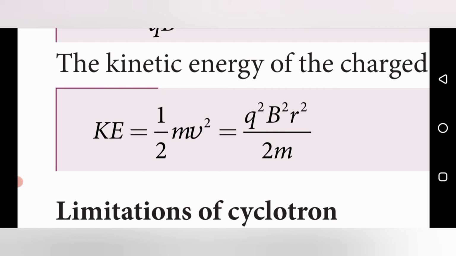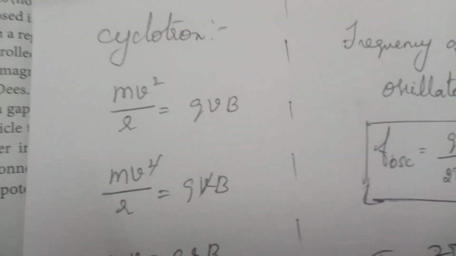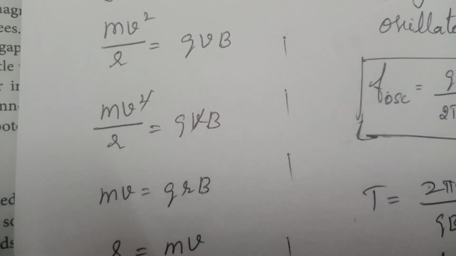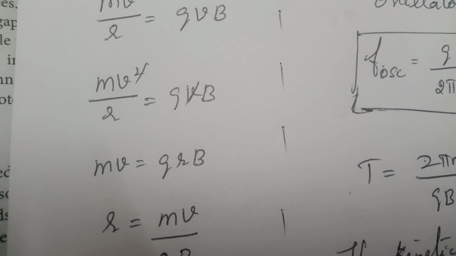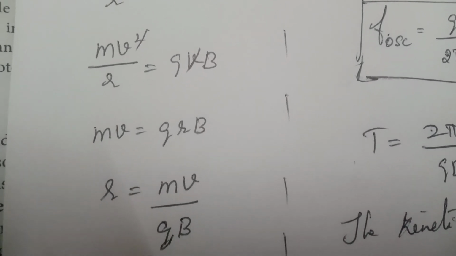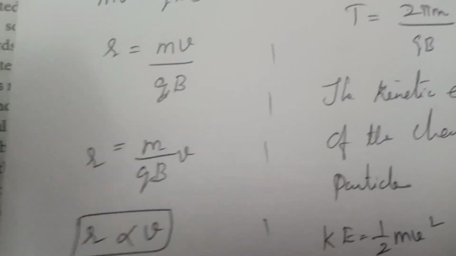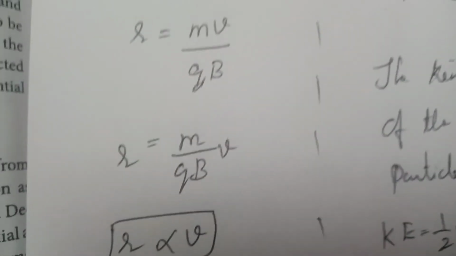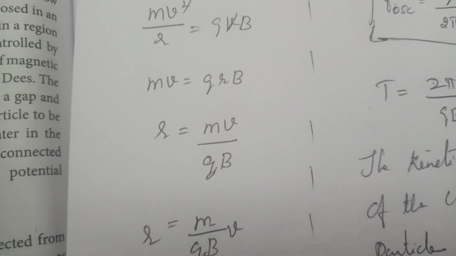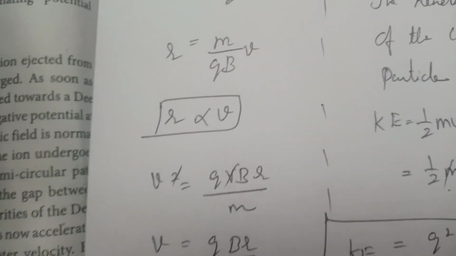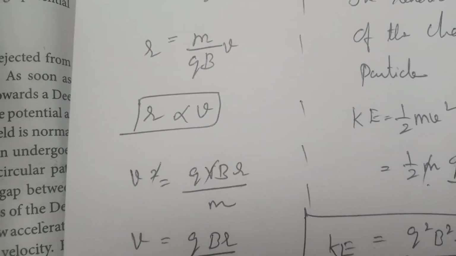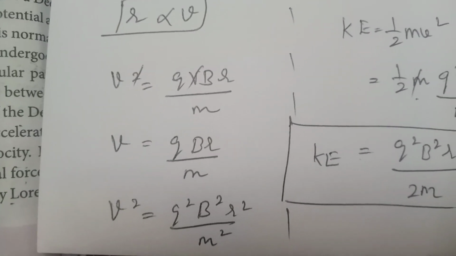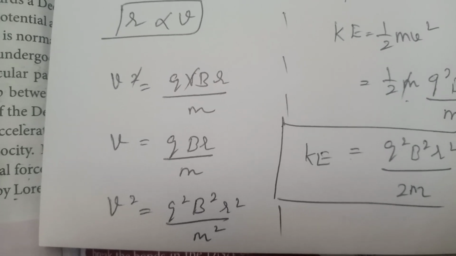Let's see that expression here. From the equation mv² by r is equal to qvB, v cancels. Then mv is equal to qrB. Then we have to find the v value here. From this expression, mv is equal to qrB, so v is equal to qBr by m. Take the square on both sides, so v² is equal to q²B²r² by m².